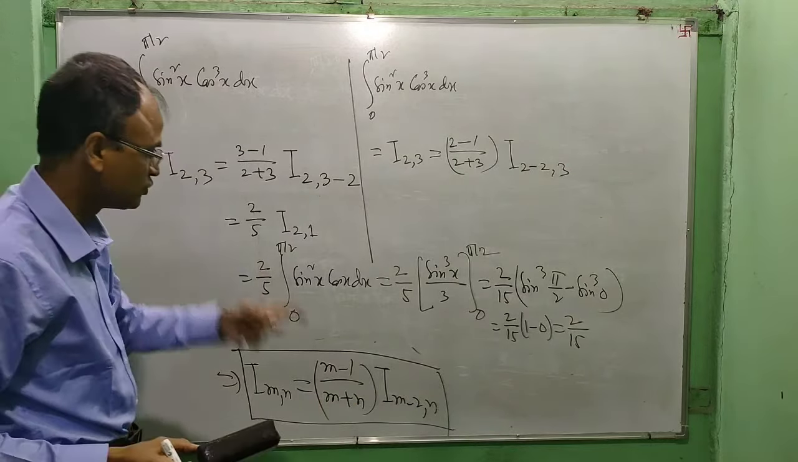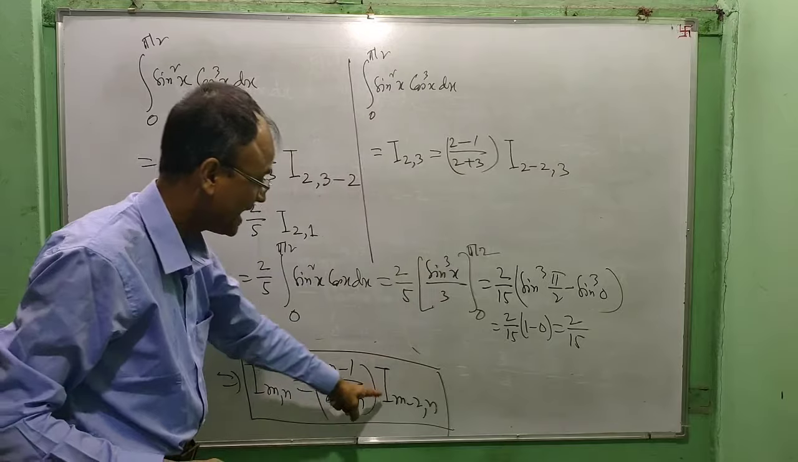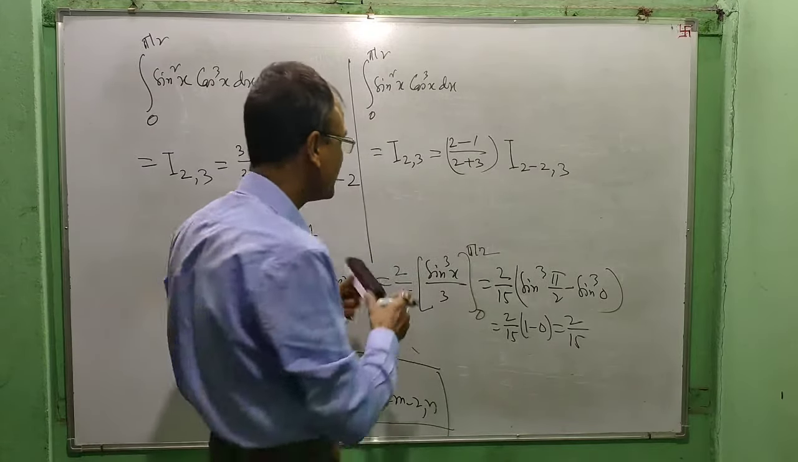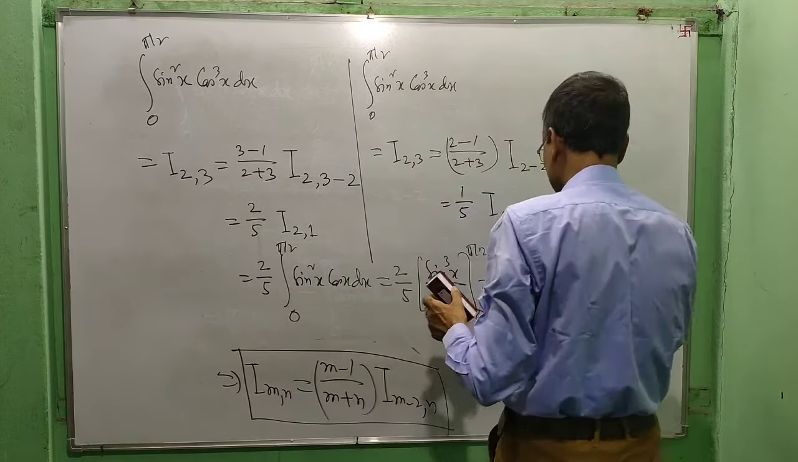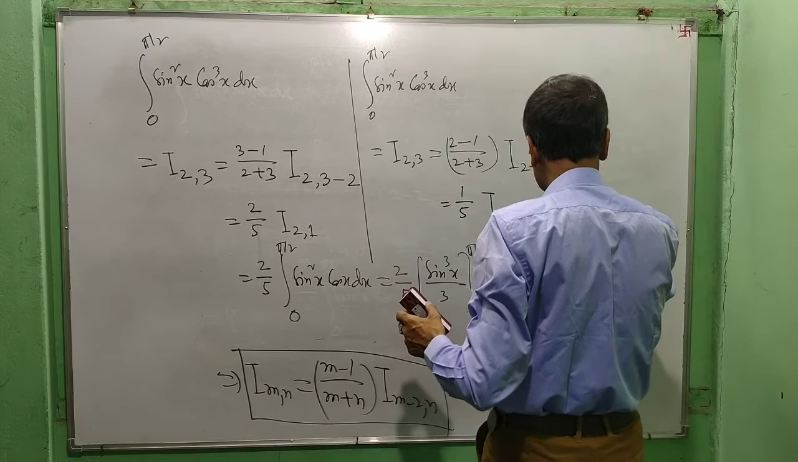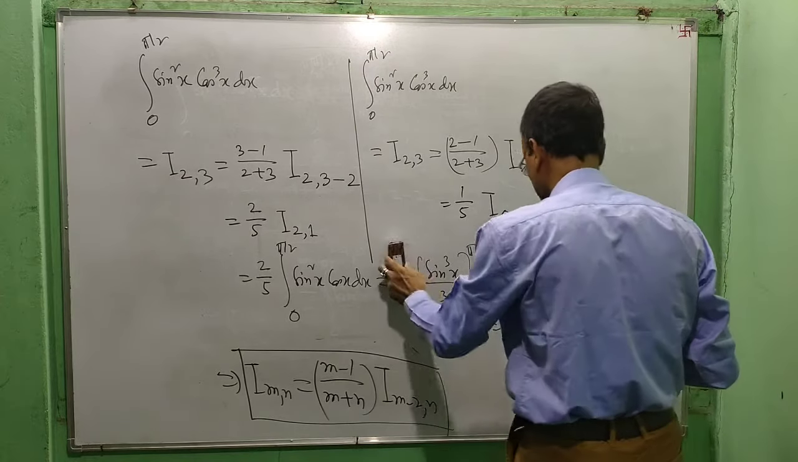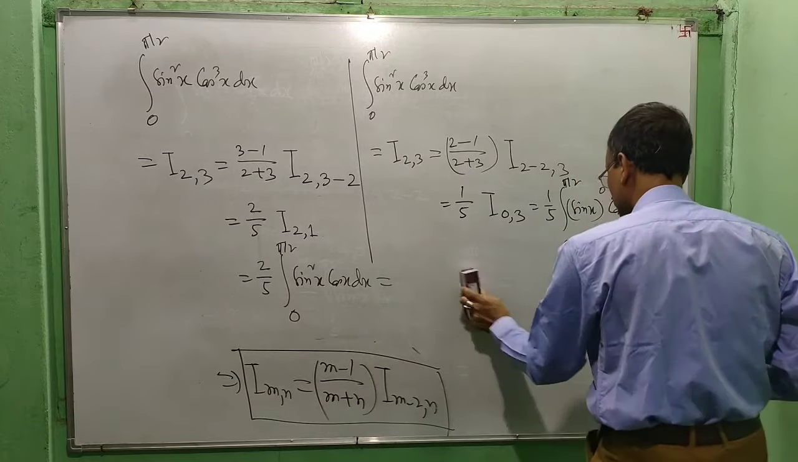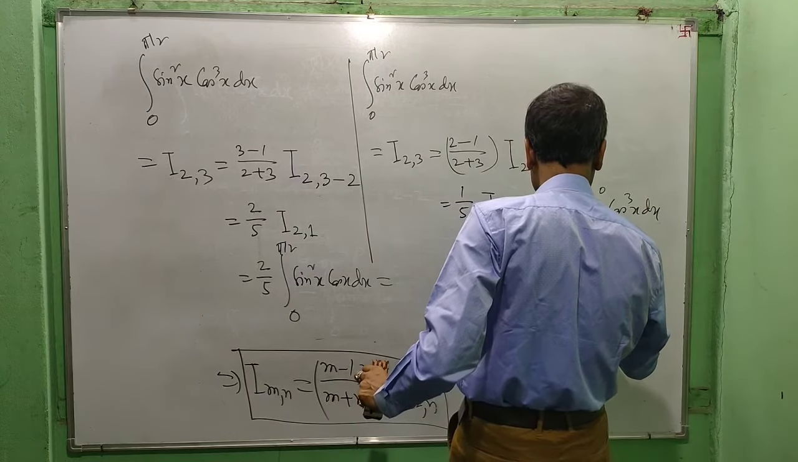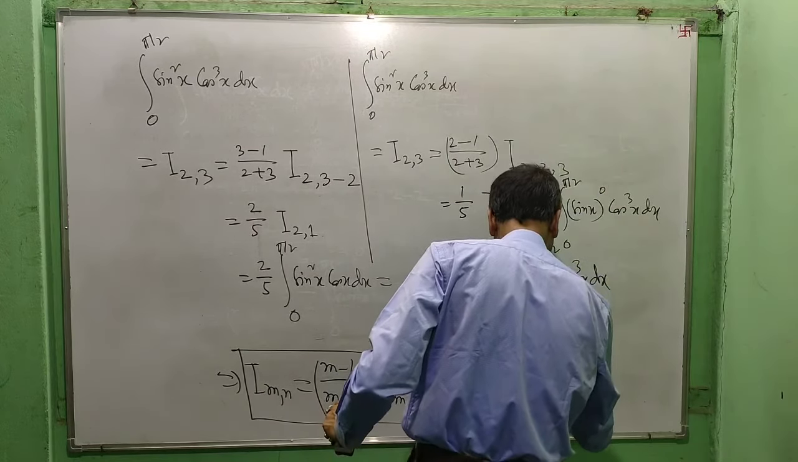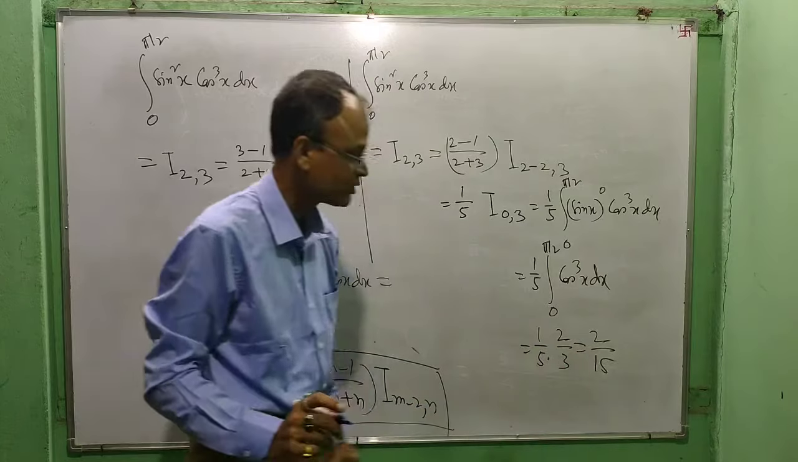Apply this one: (m minus 1)/(m plus n) times I(m minus 2, n). With m equal to 2 and n equal to 3, this is equal to 1 by 5, I(0,3). This is equal to 1 by 5, integration 0 to pi by 2, sin x whole to the power 0, cos cube x dx. This is equal to 1 by 5, 0 to pi by 2, cos cube x dx. This is equal to 1 by 5 times 2 by 3, answer 2 by 15. It is odd, therefore the integral of cos cube x will be 2 by 3.